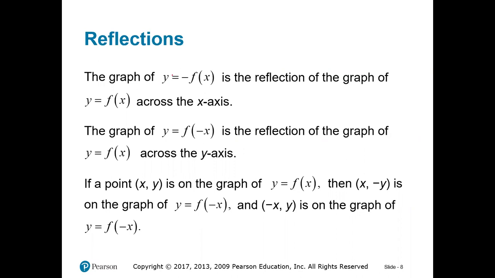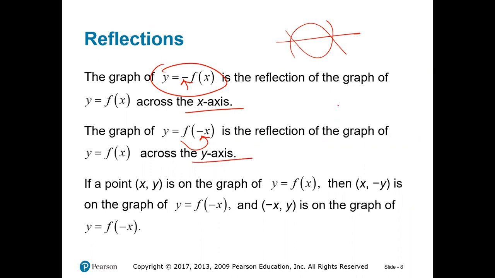Now if we have y equal to a negative f of x, then we have a reflection about the x-axis, meaning it flips about x. If this is a negative x inside the f of x, then we have a reflection about the y-axis. So the point x, y is on the graph of y equals f of x, where negative x, y is on the graph of y equals f of negative x, and so on.